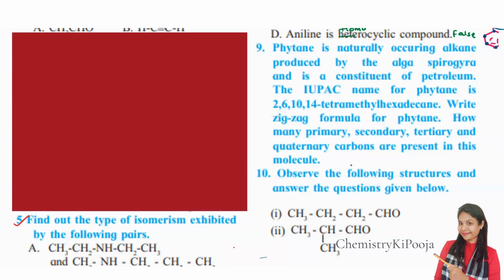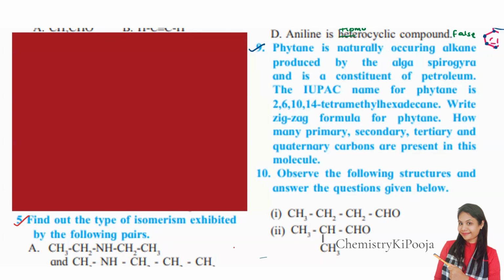Now the next question, question number 9. Phytane is a naturally occurring alkane produced by the alga Spirogyra and is a constituent of petroleum. The IUPAC name of phytane is given to us. Write the zigzag formula. The zigzag formula is nothing but the bond line formula. How many primary, secondary, tertiary and quaternary carbons are present in the molecule?